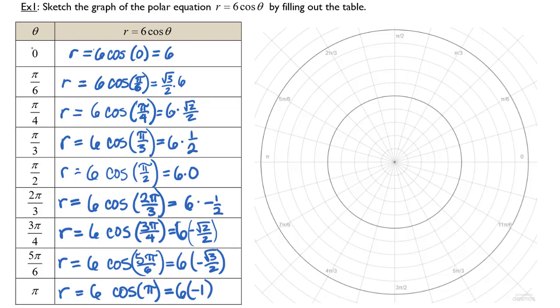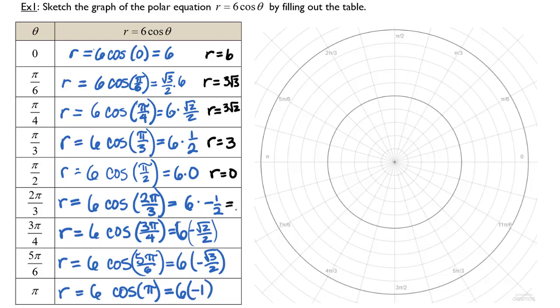Recall that the coordinate points for polar graphing will be r and then theta. My first radius is 1 times 6, which is just r equals 6. The next one is r equals 3 root 3. The next one is r equals 3 root 2. The next one is r equals 3. And then r equals 0.